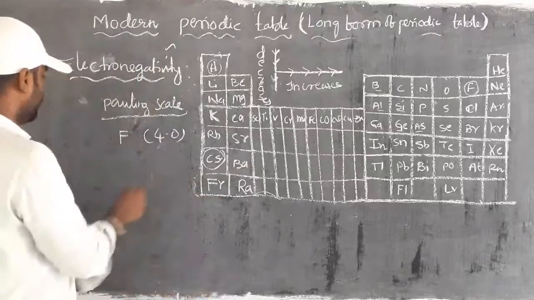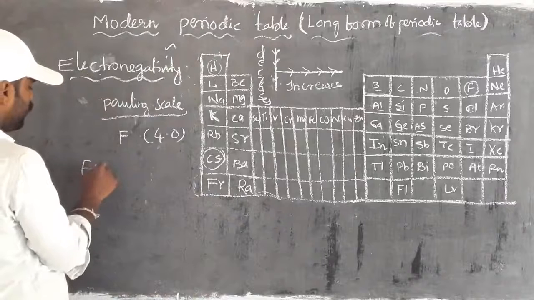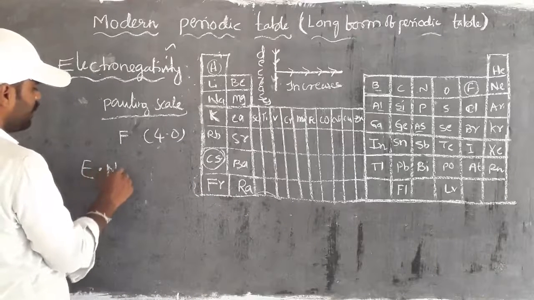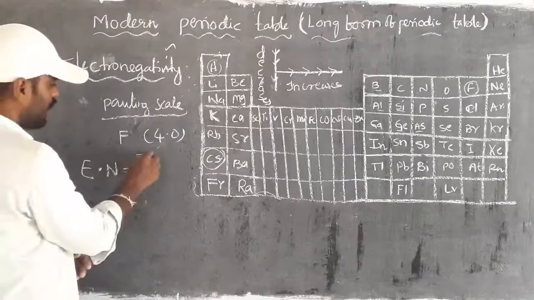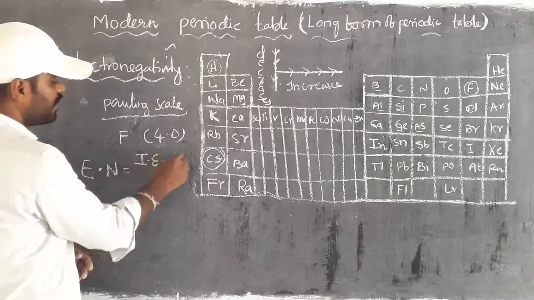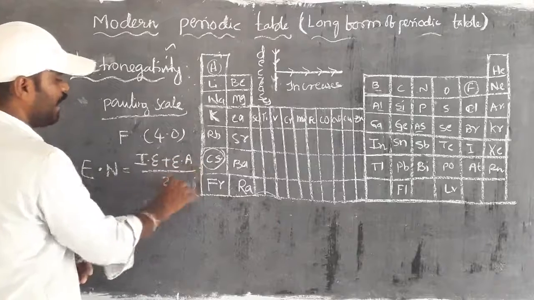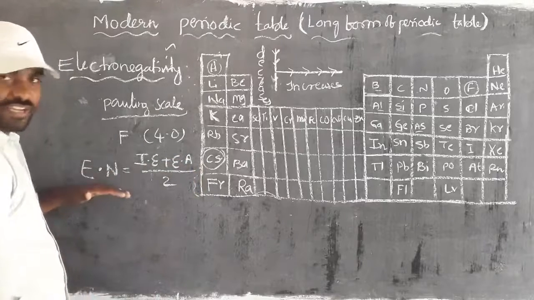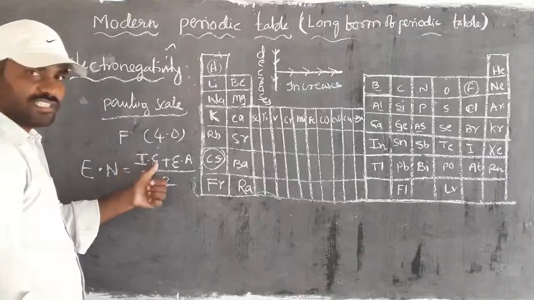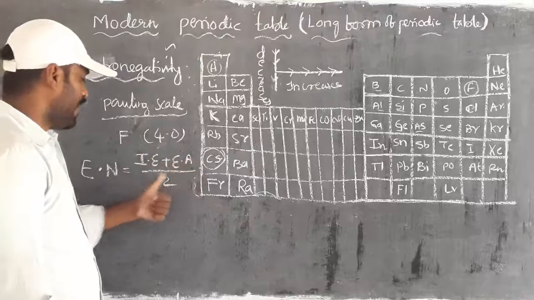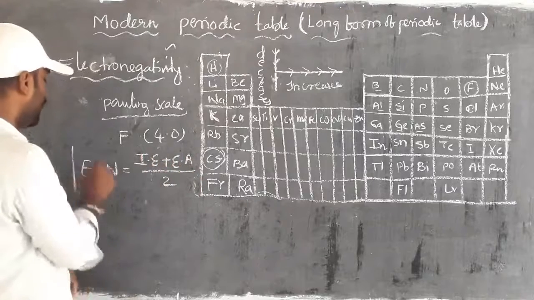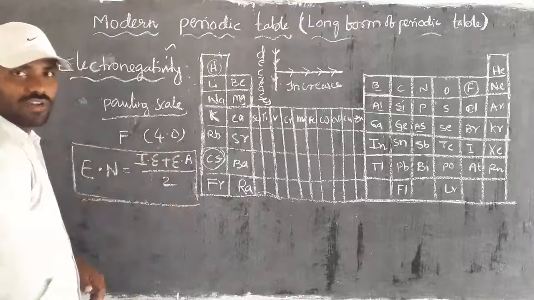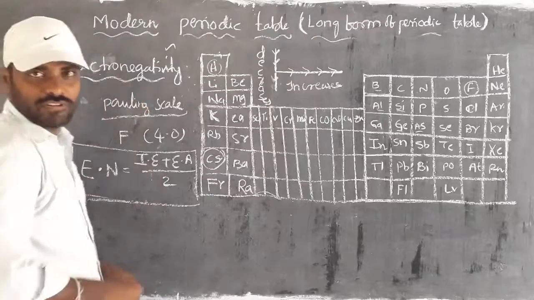Then one more: the electronegativity value EN is equal to the average of ionization energy and electron affinity. Means electronegativity equals the average of ionization energy plus electron affinity. That is the calculation principle to know the electronegativity value.